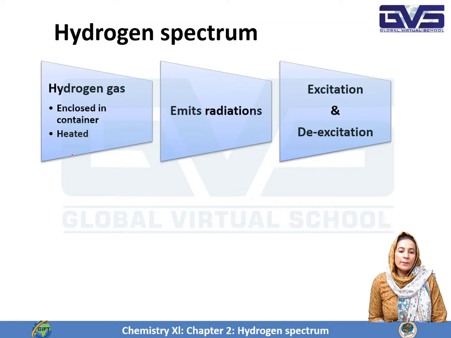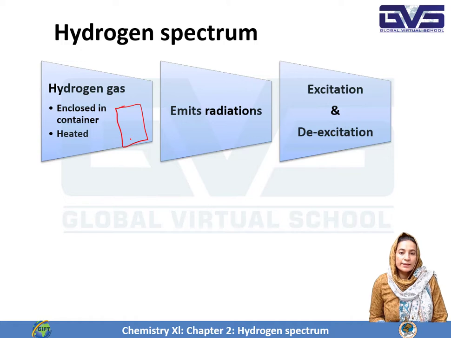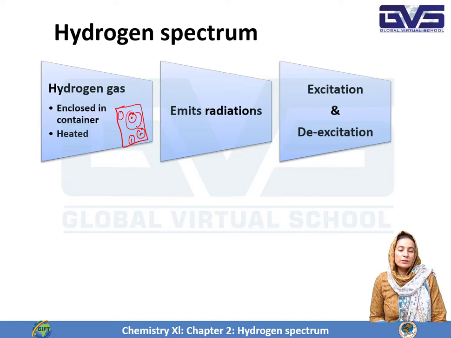And now I'm talking about the hydrogen spectrum. Let you have hydrogen gas in a cylinder enclosed in a container. They have atoms of hydrogen, and you know there is an electron. They have orbits, electrons, and just to make you more clear, I am drawing this.